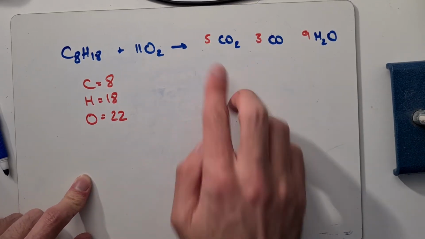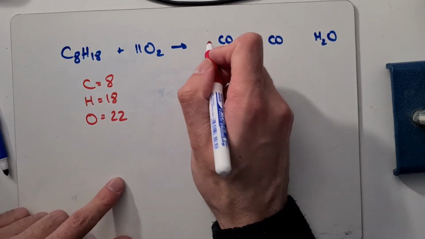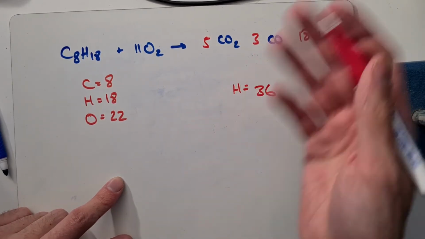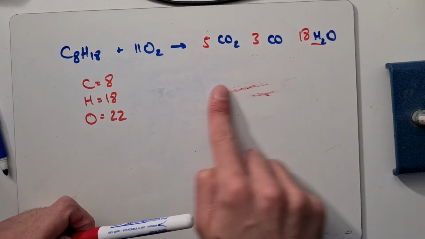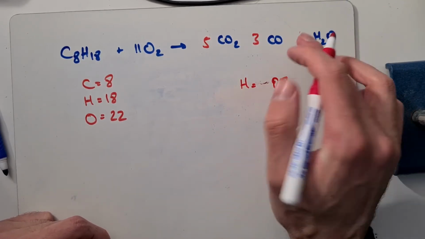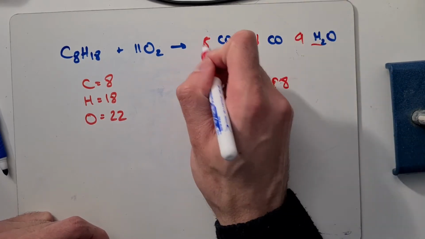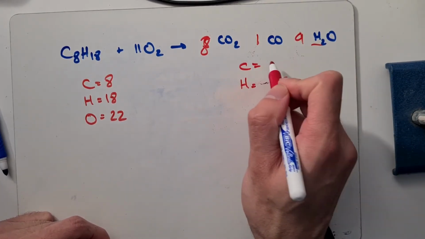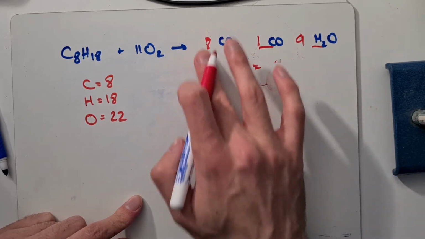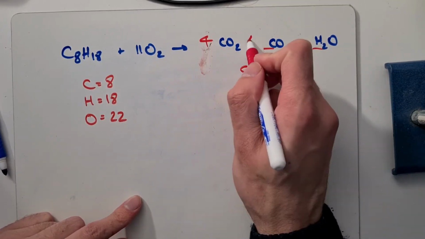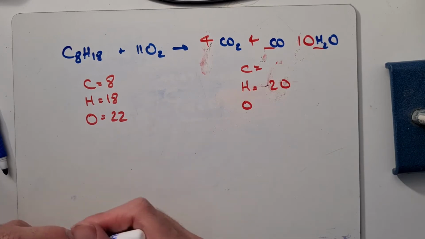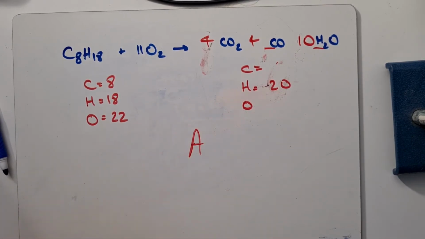Just to show you where it doesn't work, if we try the next one, 5, 3, 18, and look at hydrogens to begin with, we've got 36 here, 18 times 2, so it can't be B. If we look at C, 9, 1, 8, carbons is 9, so that doesn't fit, so it can't be C. Then if we look at D, 4, 4, 10, that's got 20 hydrogens, so it can't be D either. So it must be A. It's the only one that balances.